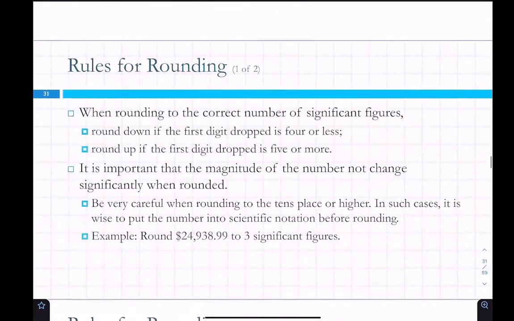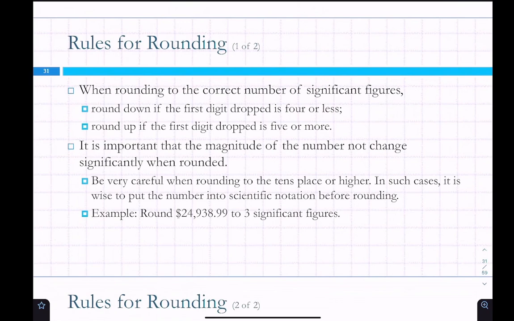All right, so rules for rounding. When rounding to the correct number of sig figs, round down if the first digit dropped is 4 or less, round up if it's 5 or more, and you only look at that last significant digit.